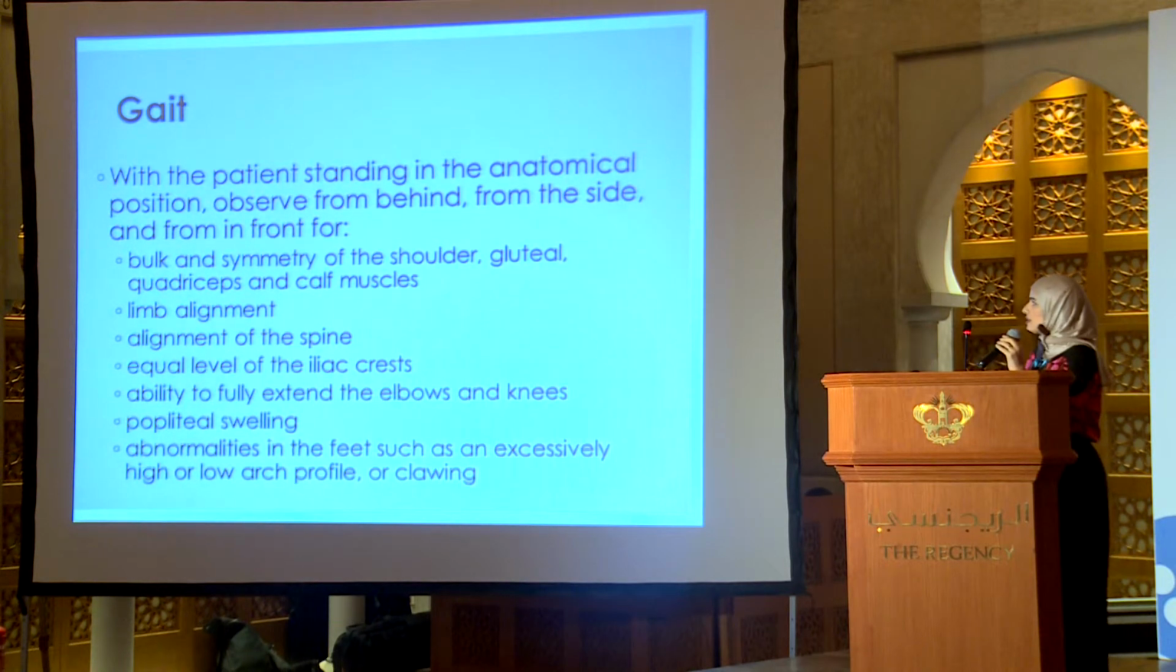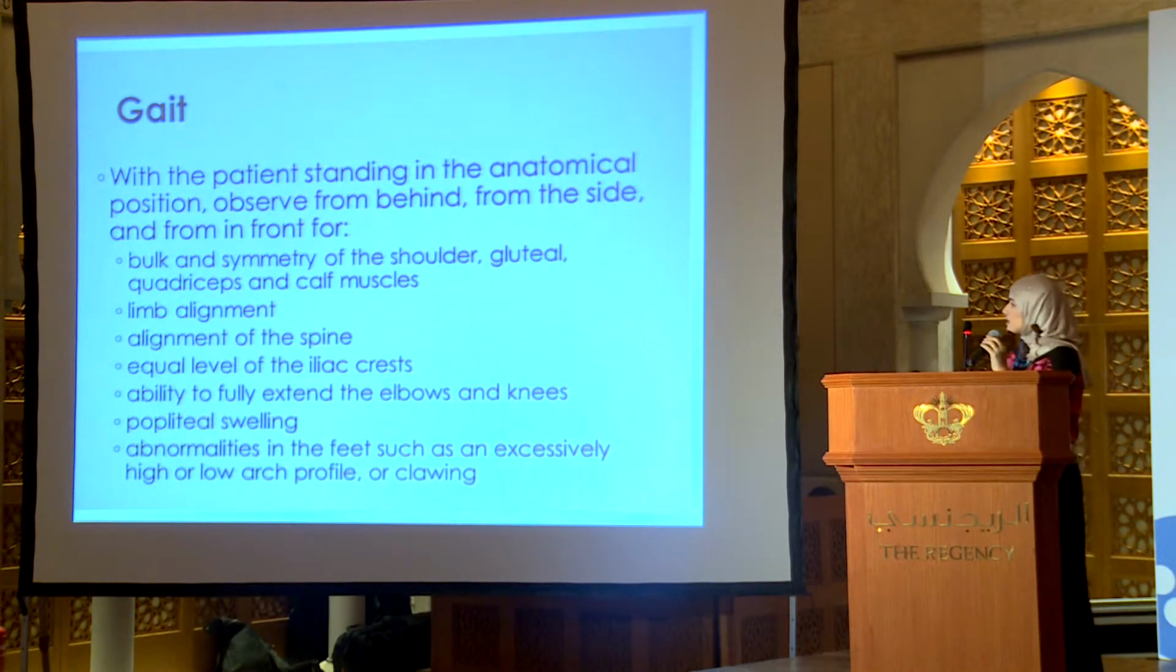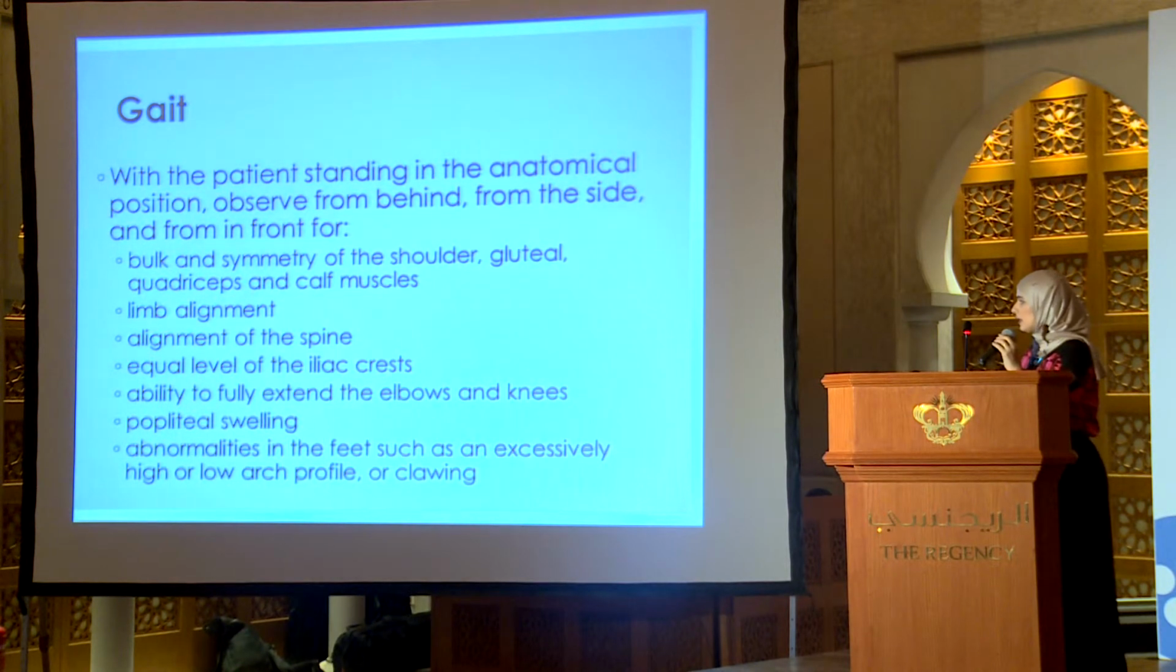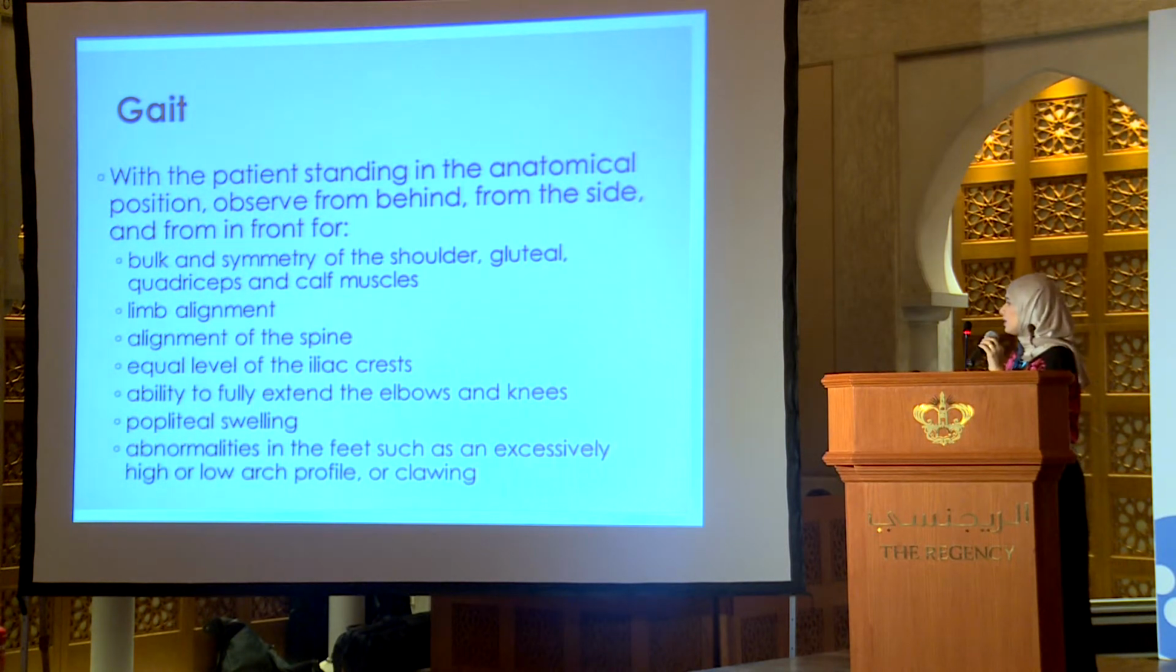When the patient stands up in the anatomical position, you can observe them from behind, from the front, and from the sides, looking for the bulk and symmetry of the shoulder, gluteal, quadriceps, and calf muscles. You can check limb alignment, alignment of the spine, equal level of the iliac crest, equal ability to fully extend the elbows and knees, popliteal swelling, and abnormalities in the feet, such as excessively high or low arch, and clawing. All of these can give you an idea if the patient has any MSK problem.